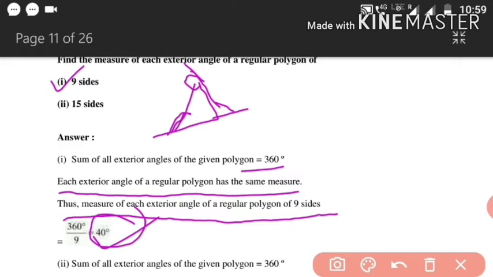Now come to the next question. How many sides are given here? 15 sides. If it is 15 sides, then in the same way as question number 1, you have to divide 360 by 15. So this question number 2 is your homework. Please try to solve question number 2 by yourself. Now come to the next question, number 3.